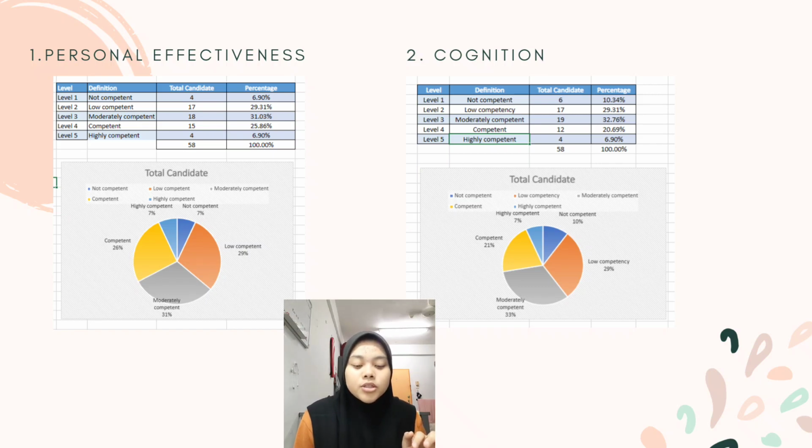And for level 2, which is low competency, 70% of candidates. Level 3, 19 people. Level 4, competent, 12 candidates. And for level 5, 4 candidates for all of them. So from the chart, you can see for highly competent are 7% of them. For not competent, 10%. Low competency, 29%. Moderately competent 33%, and lastly competent, which is 21%. So that's for the competency of cognition.